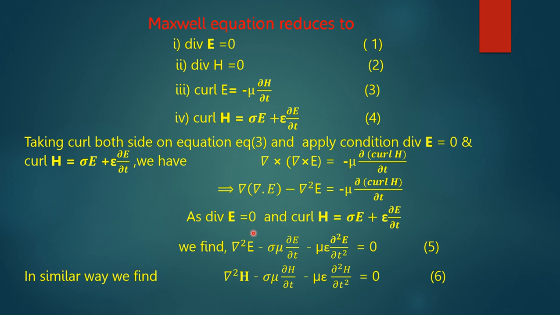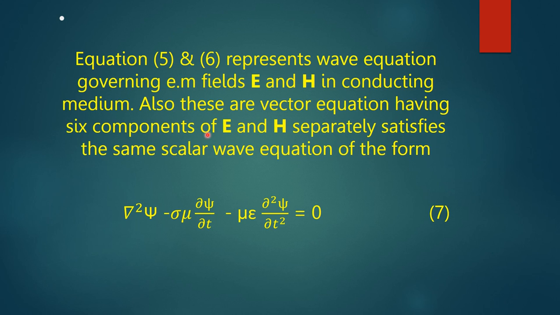In a similar way, if we take curl of equation 4 and put the value divergence H is equal to 0 and curl E is equal to minus mu del H by del t, we find del square H minus sigma mu del H by del t minus mu epsilon del square H by del t square is equal to 0. Equations 5 and 6 represent the wave equations governing electromagnetic fields E and H in conducting medium.